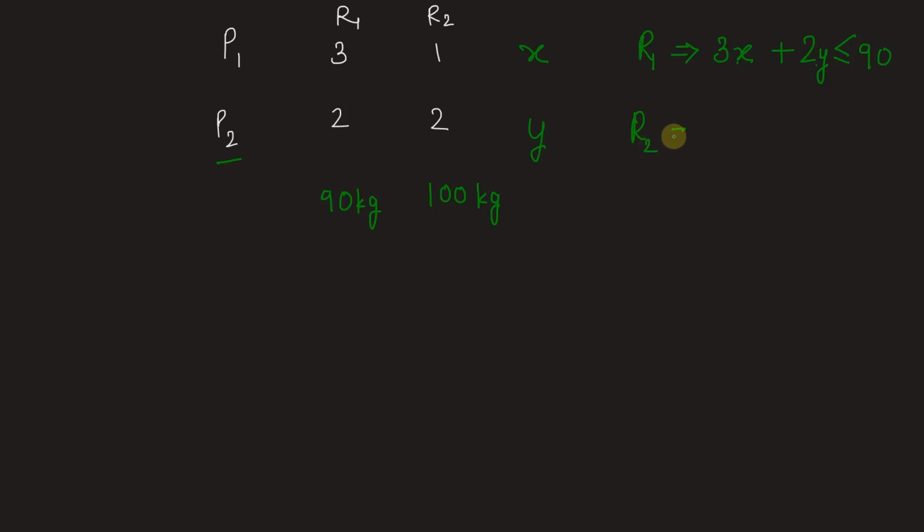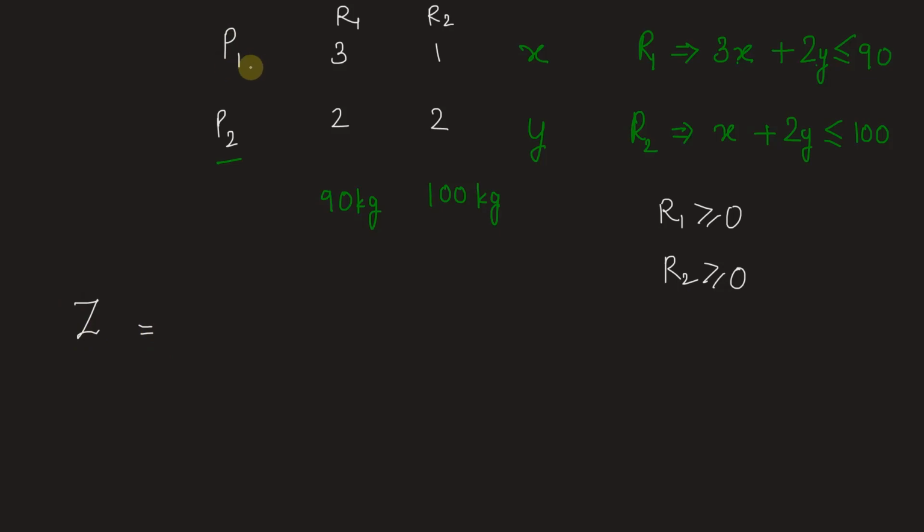Similarly, we can write this constraint for R2 also. x plus 2y should be less than or equal to 100. We have our two constraints. In addition to this, x and y should also not be negative. So x should be greater than or equal to 0, and y should be greater than or equal to 0. These are the 4 constraints which we can use to find out our feasible region in which the profit will be calculated. Let the profit be Z.